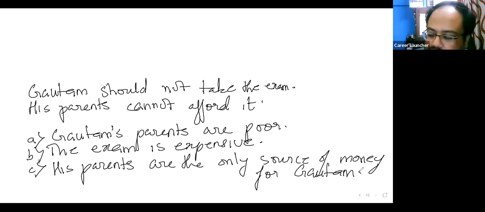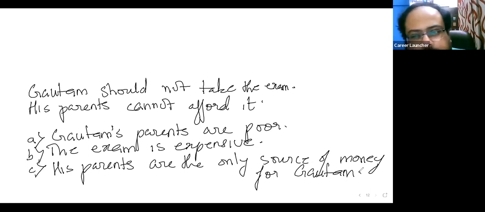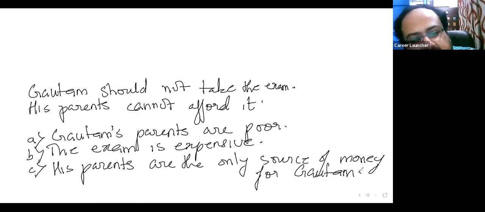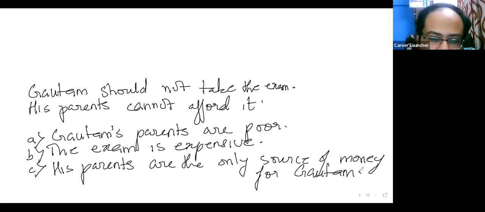There are three options I have given here. The first one is Gautam's parents are poor. The second is the exam is expensive. And the third is his parents are the only source of money for Gautam. Tell me how many of these three options are assumptions? Only the first one, only the second one, only the third one, two out of these three, or are all three assumptions?